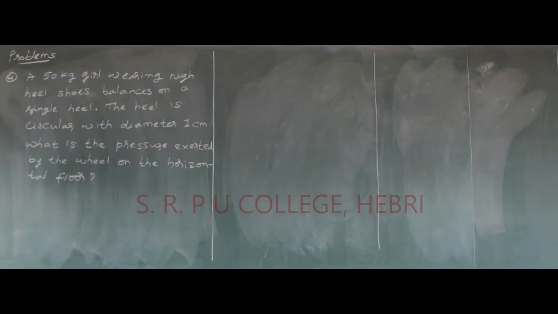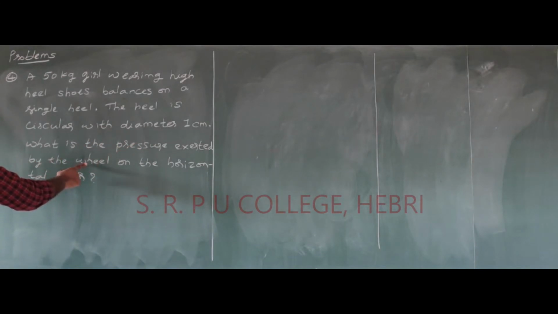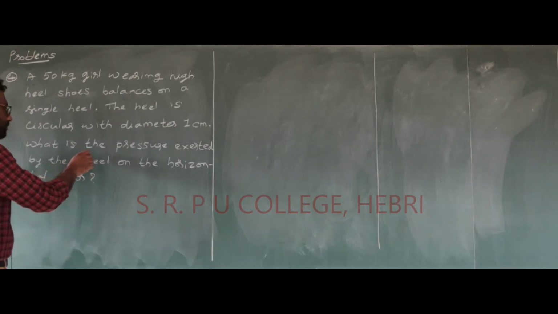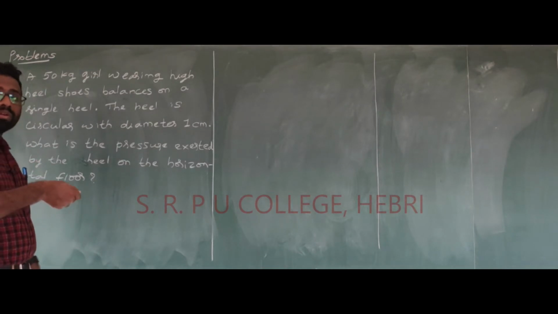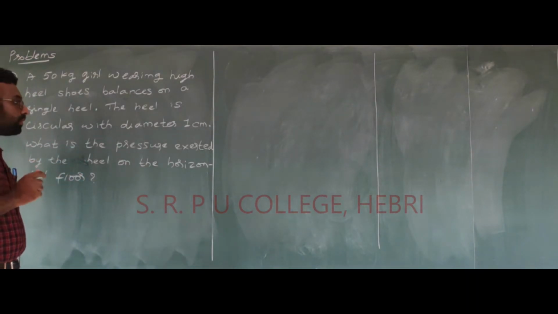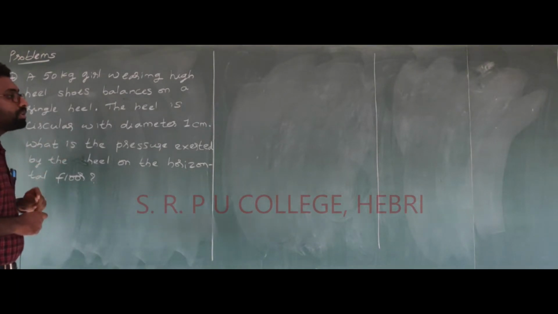The problem is given like a fourth one. A 50 kg girl wearing high heel shoes balances on a single heel. The heel is circular with diameter 1 centimeter. What is the pressure exerted by the heel on the horizontal floor? So you have a girl wearing high heel shoes and she balances on one of her legs. Now you have to find out the pressure exerted by the heel on the horizontal floor.